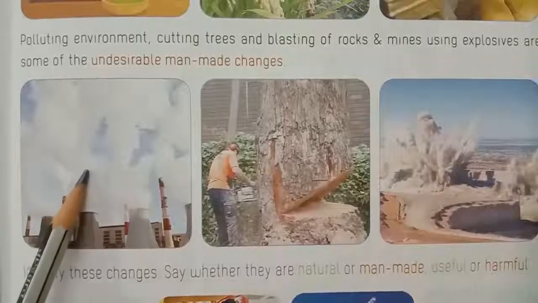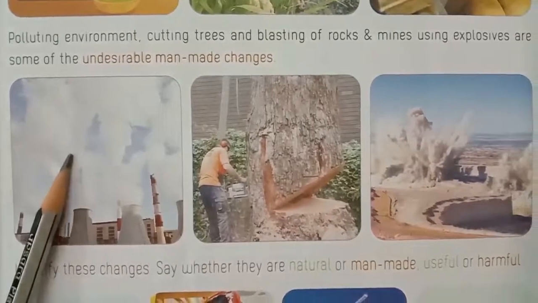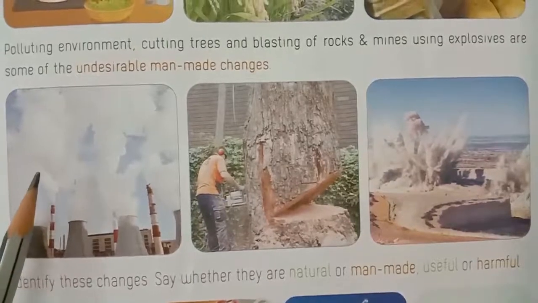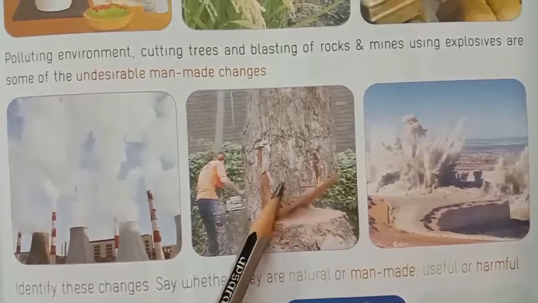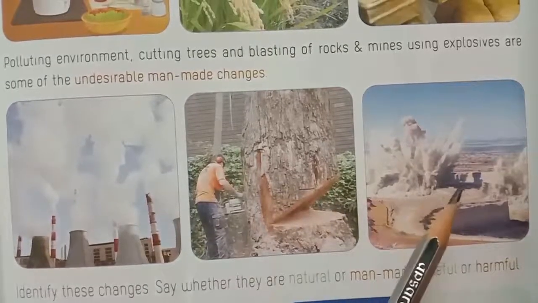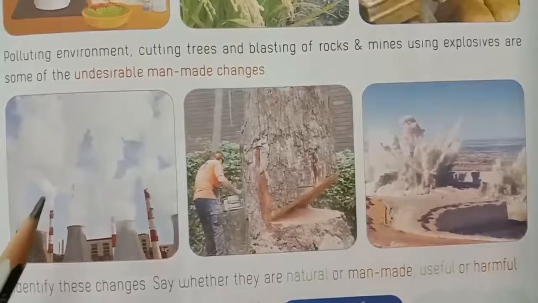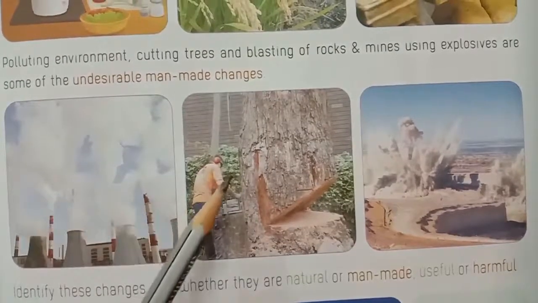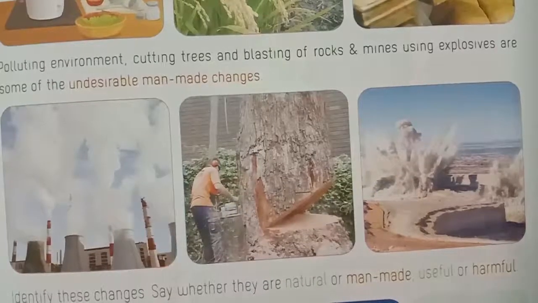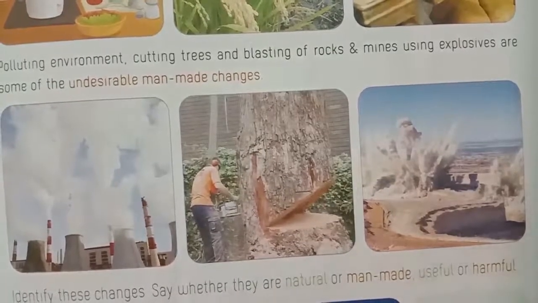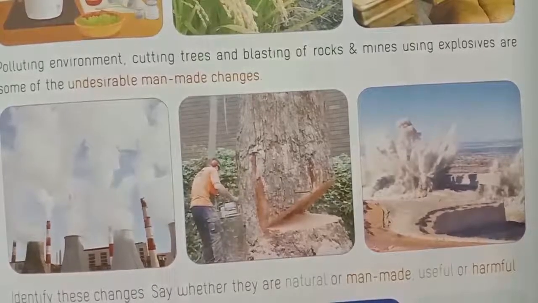Children, what is this picture? Polluting environment. What is this picture? Cutting trees, blasting of rocks. Polluting the environment, cutting trees, blasting of rocks, and mines using explosives are some of the undesirable man-made changes.